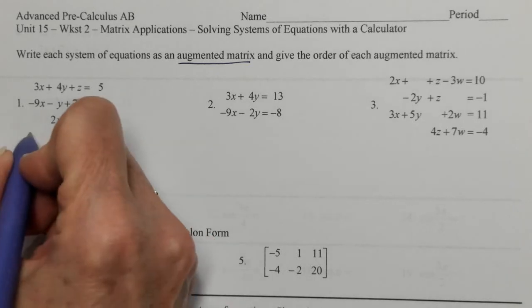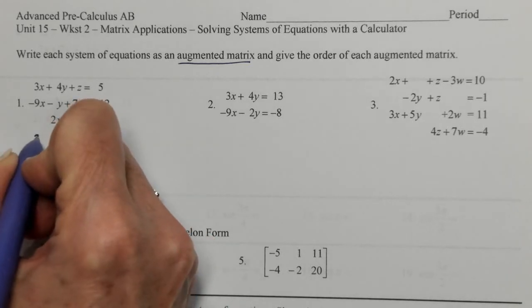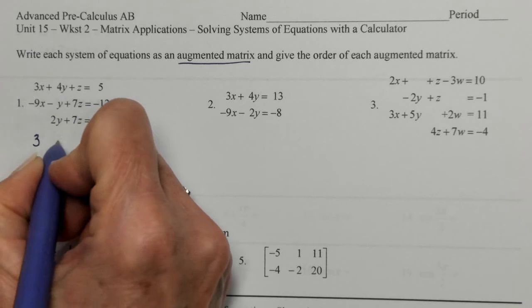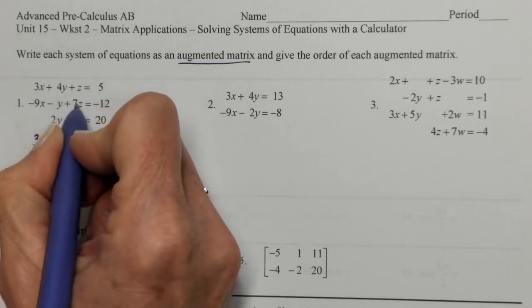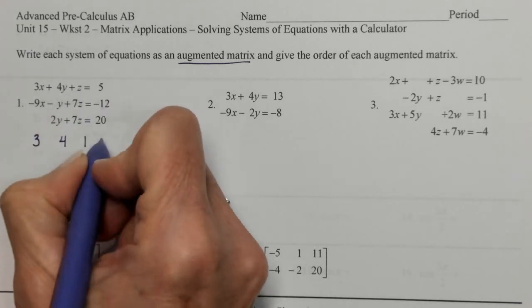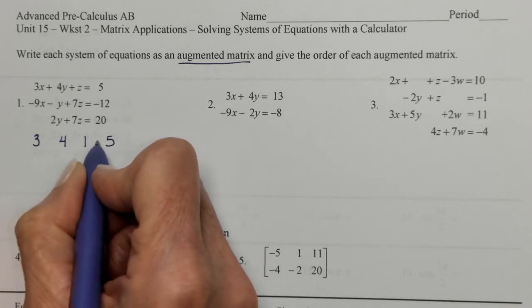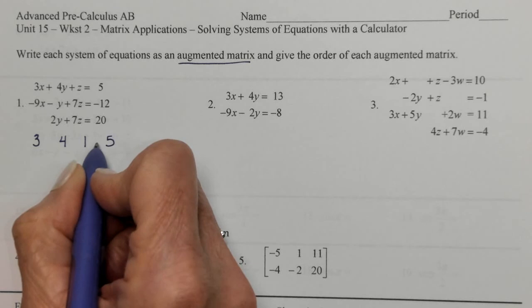Okay, so I'm going to create this matrix. The first term in row 1, column 1 will be a 3. Then we'll have a 4. The coefficient on that z is a 1. And then I'm going to put a 5 over here. I do need to remember that there's an equal sign there, though. Let's not forget that.